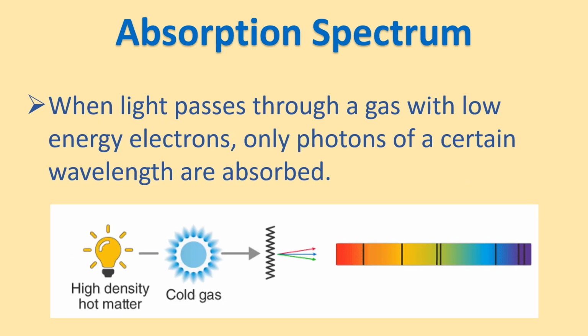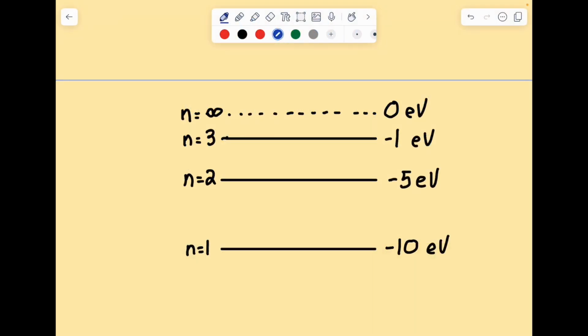A cold gas is going to tend to have low energy electrons. If photons are shot through that gas, since its energy levels are discrete, it will absorb photons, but only photons that correspond to very specific energies. And as a result, if you look at the light after going through the gas, there'll be very specific wavelengths of light that are missing.